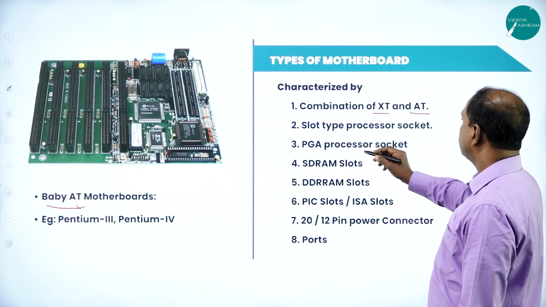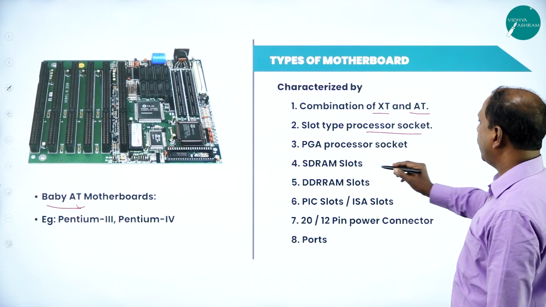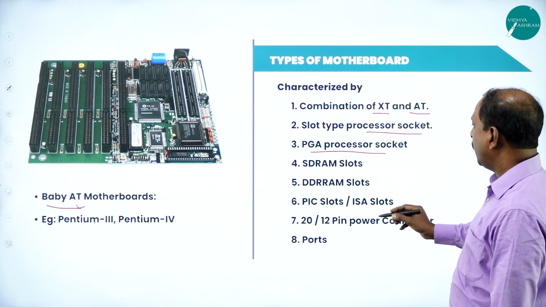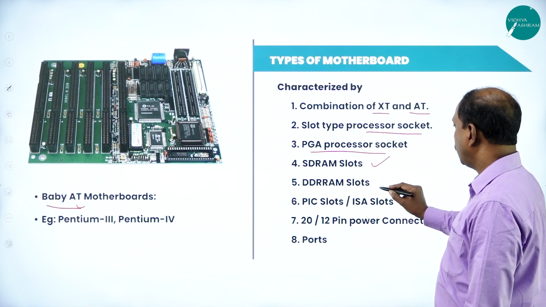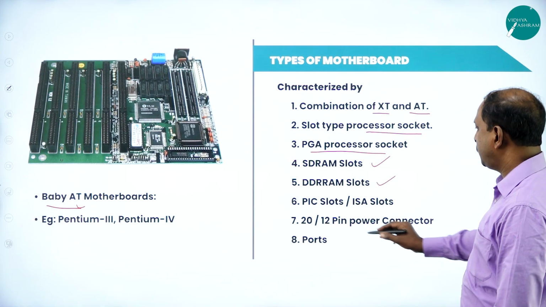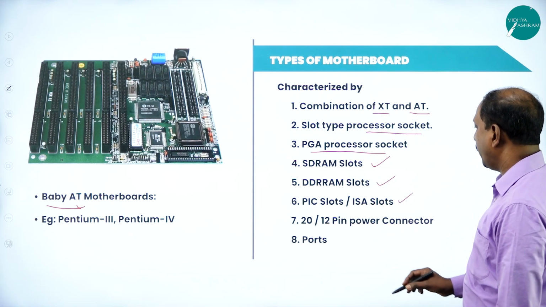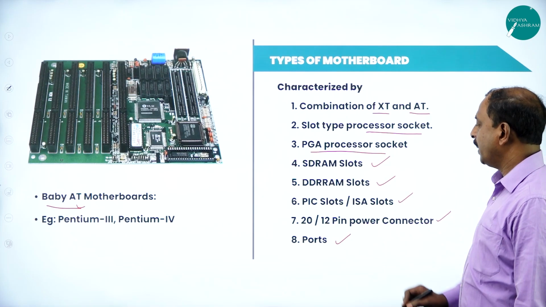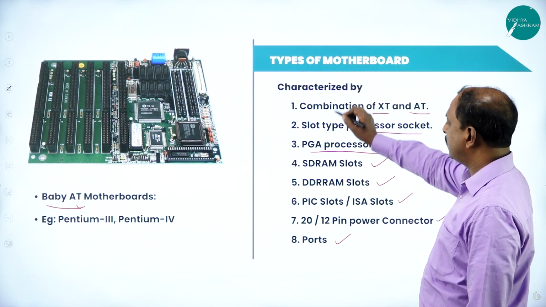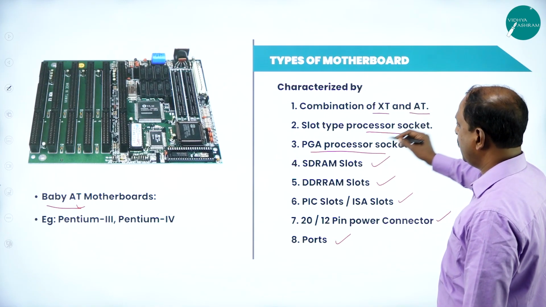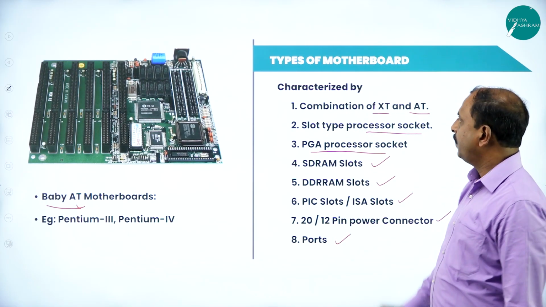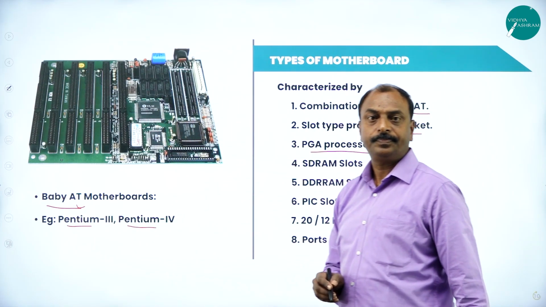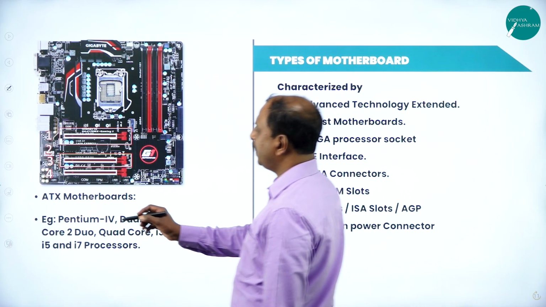Accordingly, we have a PGA processor socket and another type of processor socket, and it has both the SD RAM slot as well as DDR RAM slots, and PCI slots as well as ISA slots, and 20-pin power connectors, and it has a number of ports. These are the characteristics of the baby AT motherboard, as it is a combination of XT and AT, and the example is P3 and P4 system. In the next slide, we will see the ATX motherboard.